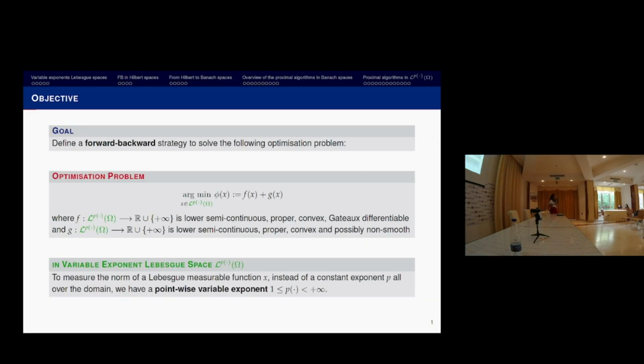The goal of today's talk is to define a forward-backward algorithm to solve an optimization problem that can be written as the minimization of the sum of two functions, f and g, where f and g are both lower semi-continuous, proper and convex, and f is also differentiable. And we want to solve this problem in a variable exponent Lebesgue space. That is not the usual context we see this kind of problem, and it is a Banach space, and instead of measuring the norm of an element with a constant exponent p, we consider a variable exponent that is pointwise variable.